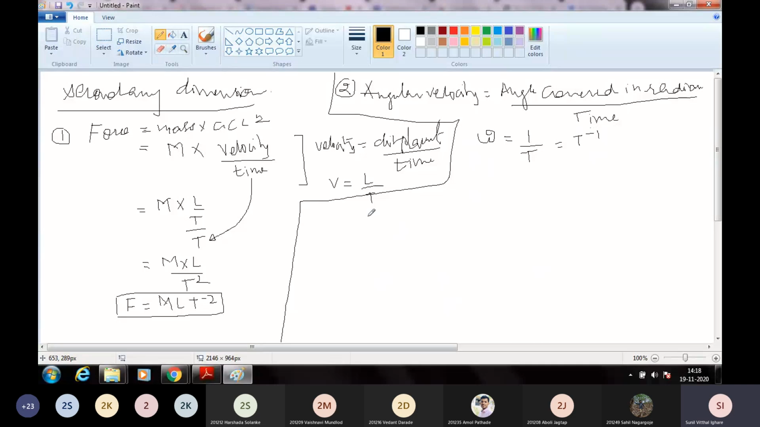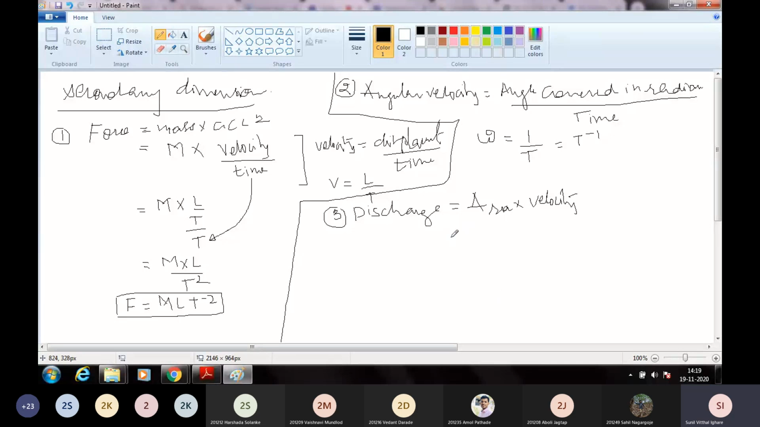Okay, T raised to minus 1. In the same way, the third quantity is discharge. Okay, so discharge is equal to what? We know the formula. That is equal to area multiplied by velocity. Is it okay? Area multiplied by velocity.